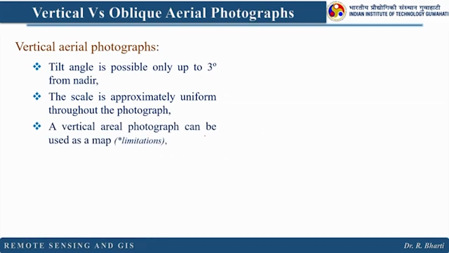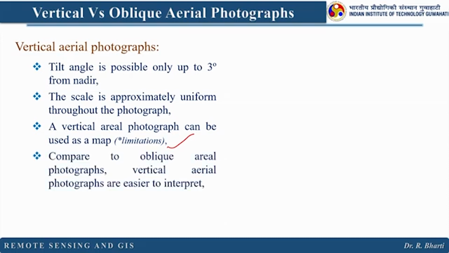A vertical aerial photograph can be used as a map because you are seeing from the top and there is no distortion involved in this vertical aerial photograph. Compared to oblique aerial photographs, vertical aerial photographs are easier to interpret because you know what is the spatial resolution, what is the distortion, what was the position of the aircraft or spacecraft, and what are the different objects you are going to study. So it will be relatively easier and a better input for 3D map generation. And once you know more information about your object or your image, the correction will be easier and it gives you better 3D output, right?